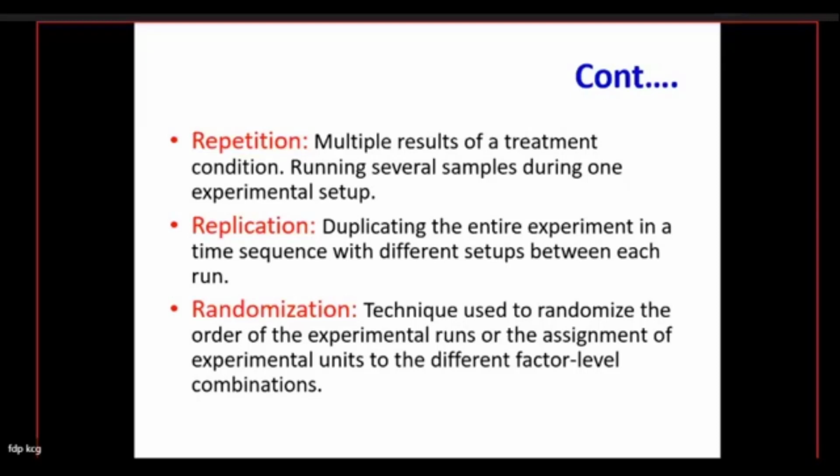Randomizations, which we discussed in the first or second slides, is a technique used to randomize the order of the experimental runs or the assignment of experimental units to the different factor levels or combinations. Randomization is required even in sampling, in the setup of an experiment, and in the performance of an experiment in a particular sequence. Because if you are not doing randomization, then your personal bias will come into the experiment.